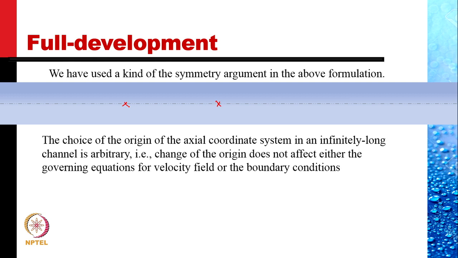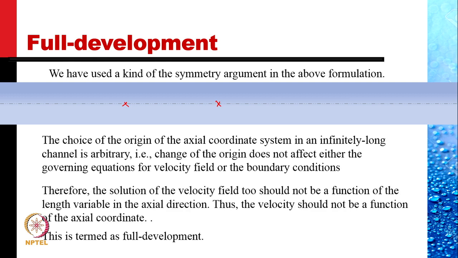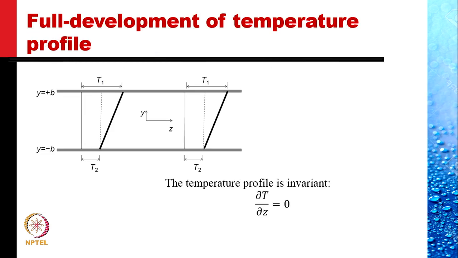This means that the conditions are independent of the coordinate Z. Therefore, the solution of the velocity field should not be a function of the length variable in the axial direction. Thus, the velocity should not be a function of the axial coordinate. This is termed as full development. For velocity profile, this is very simple. The velocity profile is independent of Z.